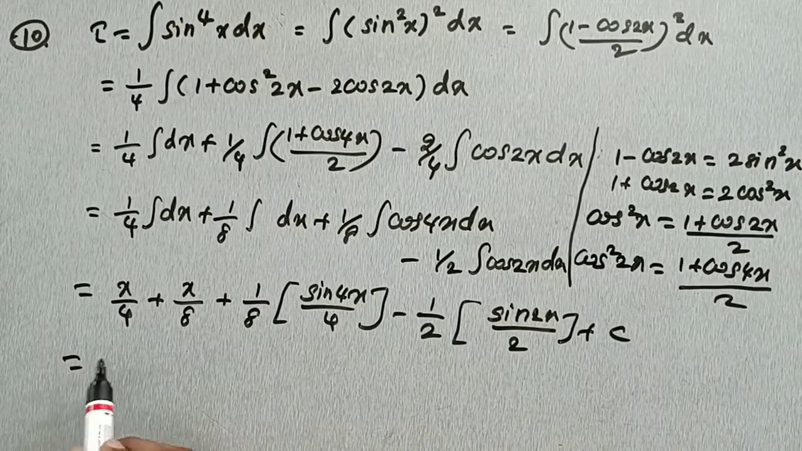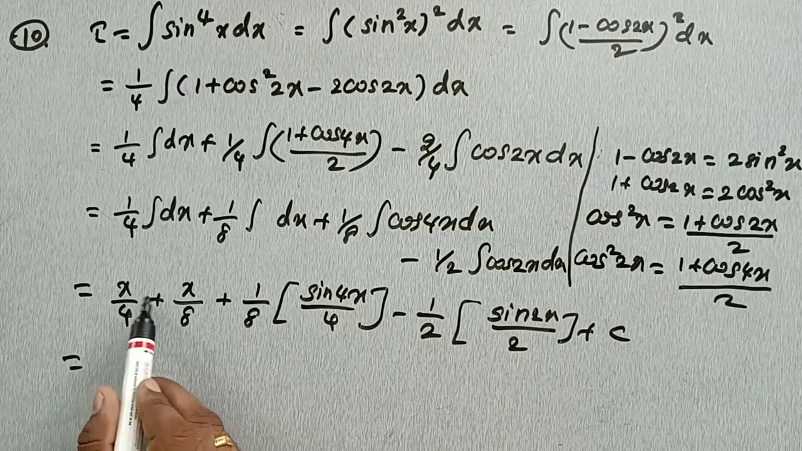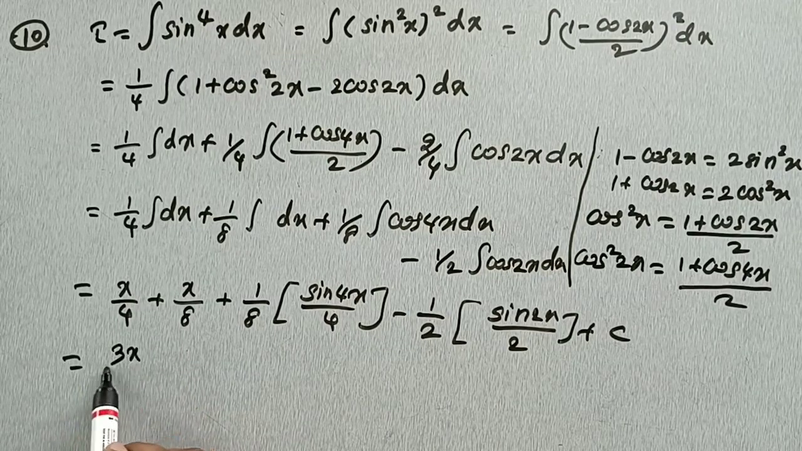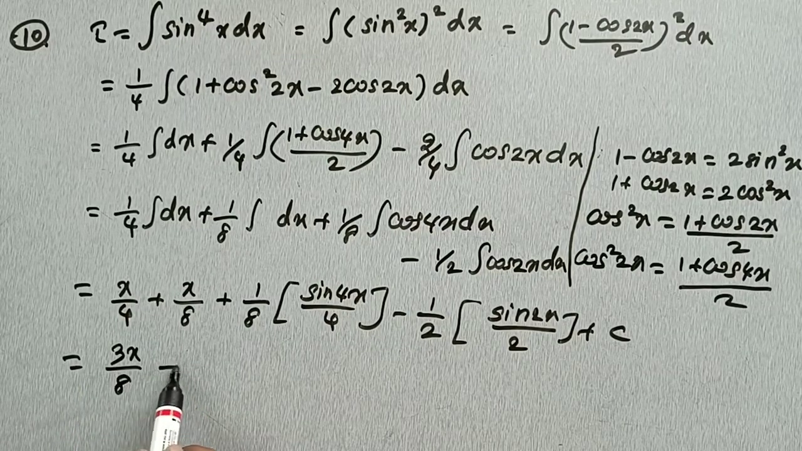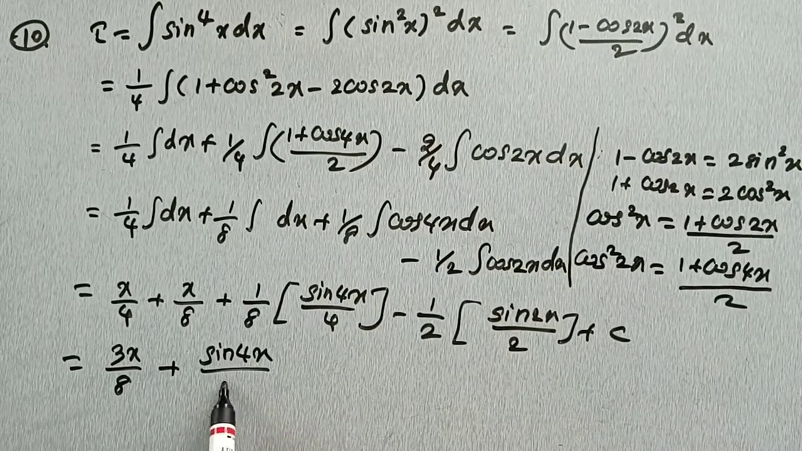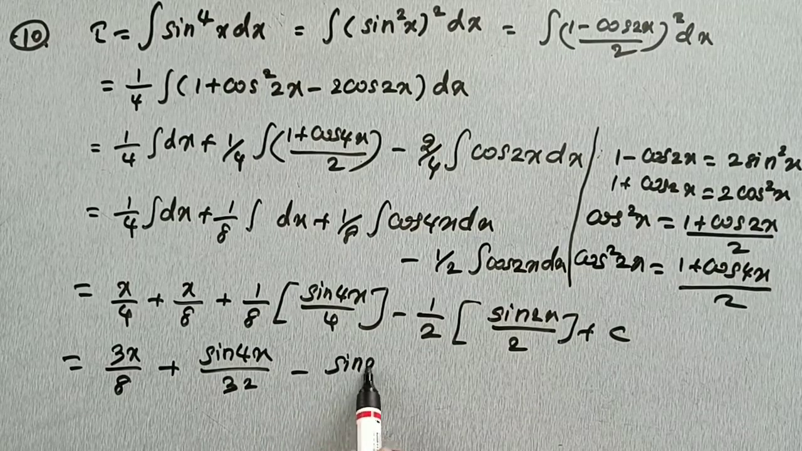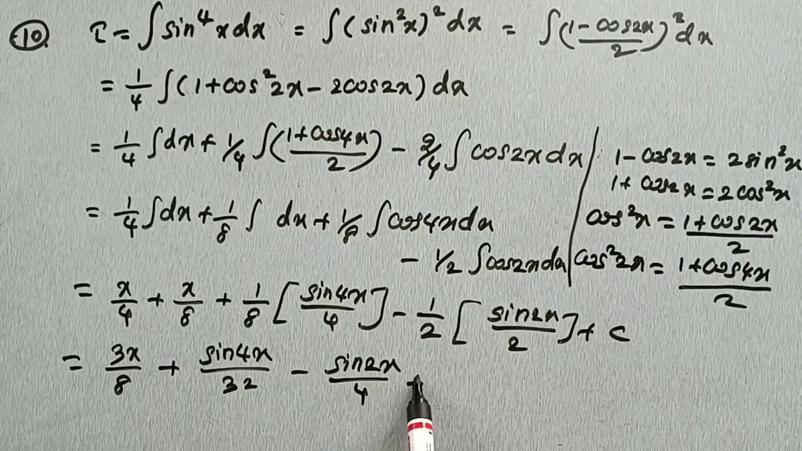Now we can simplify. We are adding these two, so 2 will be multiplied in numerator and denominator. Totally 3x will come. So 3x by 8 plus, multiplying here, we will get sin 4x divided by 32, multiplying here we will get sin 2x divided by 4, plus c.